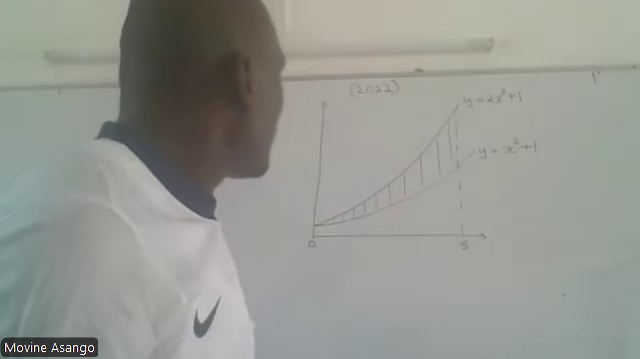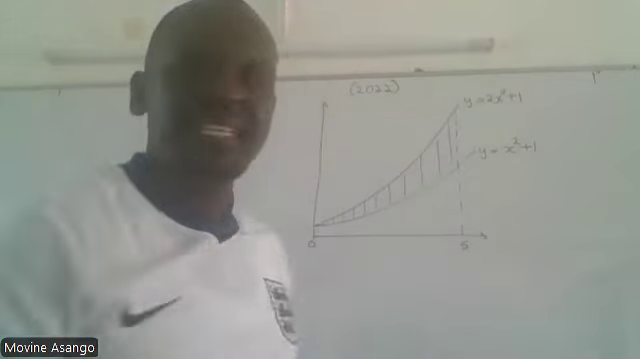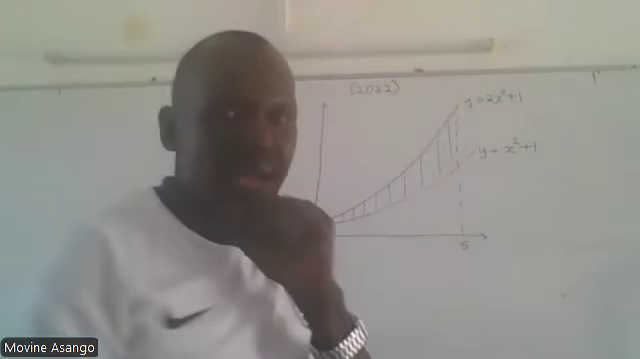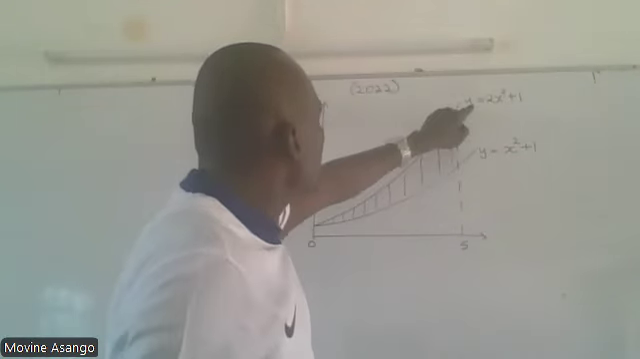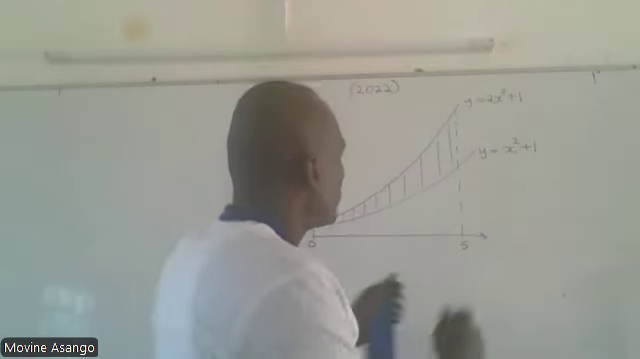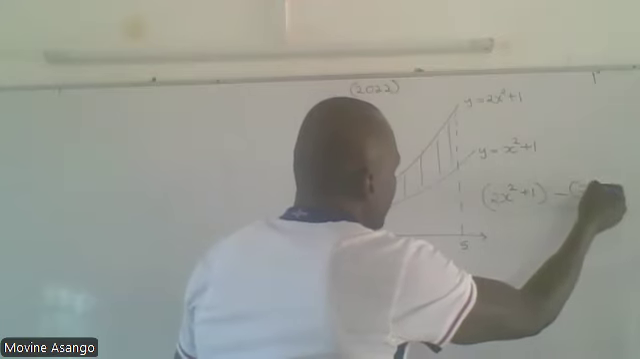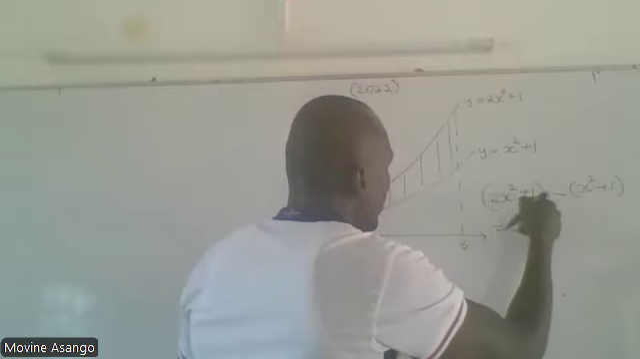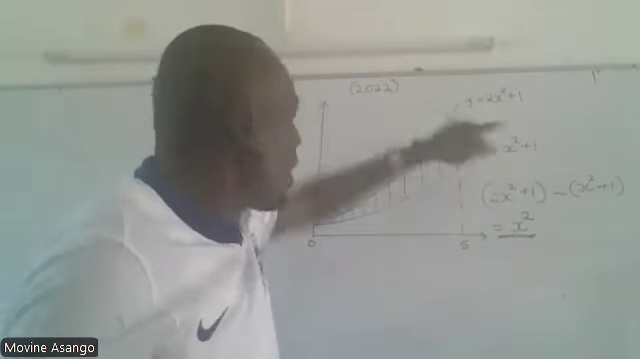First of all, I expect the candidates to get the equation defining the region. The equation defining the region is the upper curve minus the lower curve. If you subtract x squared plus 1 from 2x squared plus 1, you are getting 2x squared minus x squared, which is x squared. 1 minus 1 is 0. So that is the equation defining the required area.